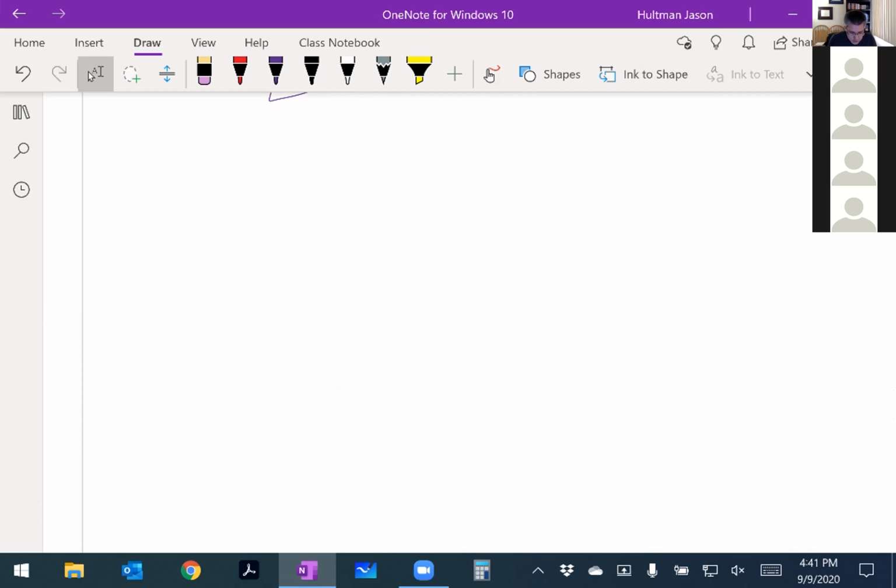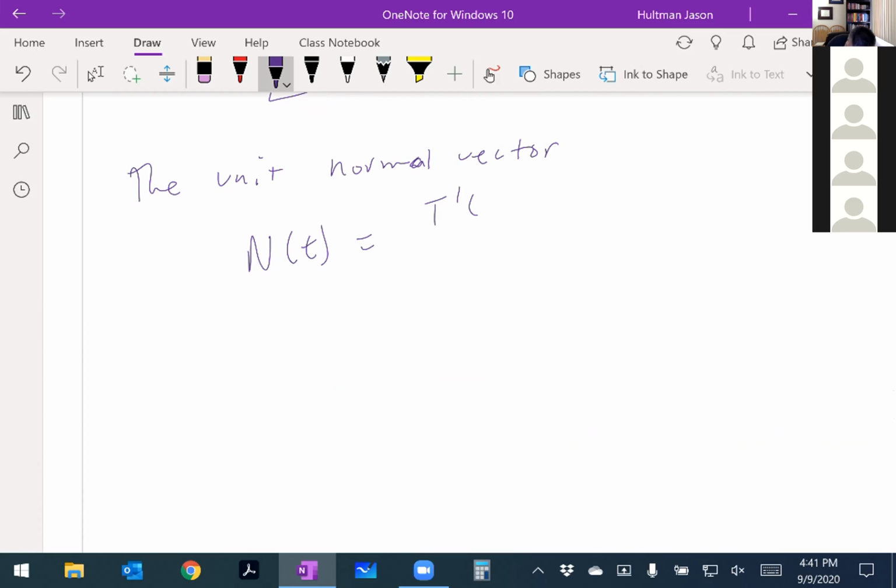Okay, let's end this with a couple of definitions. The unit normal vector, called capital N of t, is equal to the unit tangent vector. Take the derivative of that, and then it's basically the derivative of the tangent vector.